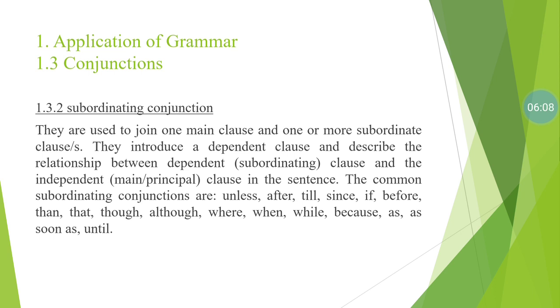These are the subordinating conjunctions. Subordinating conjunctions are used to join one main clause and another subordinate clause. It means one dependent clause and another independent clause. For joining these two sentences, we use subordinating conjunctions.